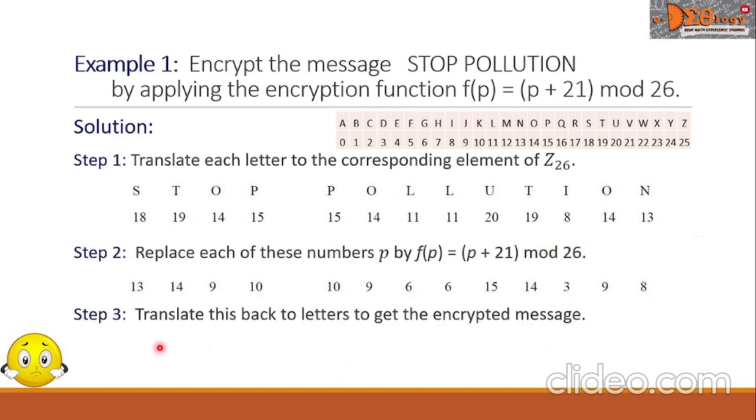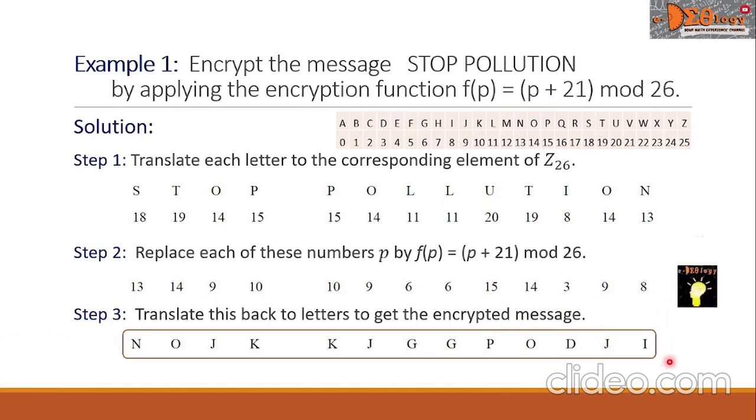Now for step 3, we translate this back to letters to get the encrypted message. We will use the same table in here. The 13 becomes N, 14 is O, 9 is J, 10 is K, 10 is K, 9 is J, 6 is G, 6 another G, 15 is P, 14 is O, 3 is D, 9 is J, 8 is I. This is the final answer.